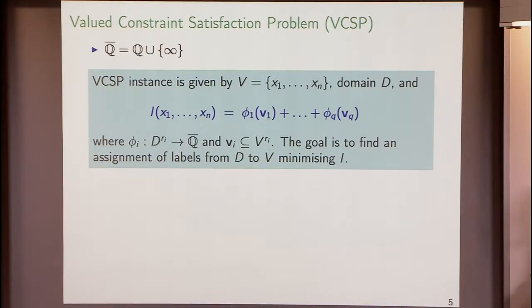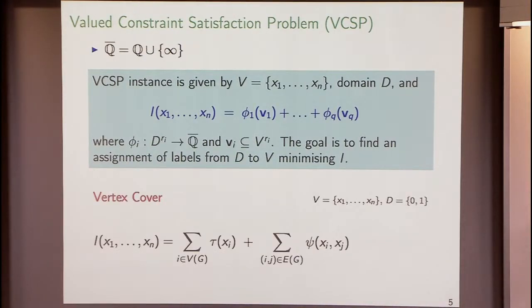So the example we saw on the previous slide, the vertex cover problem. The variables are the vertices of the graph. The labels are just 0, 1. The objective function is as we saw before. So it has mod of V plus mod of E terms.